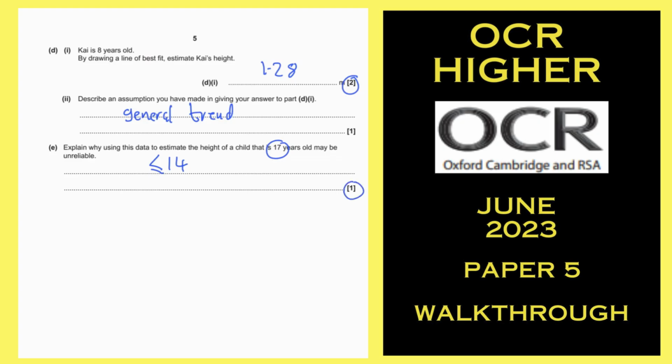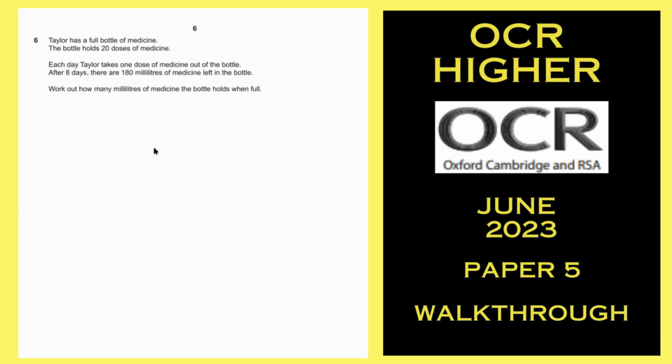Again, with these wordy ones that ask you to give reasons why, do not overcomplicate. It's only worth 1 mark. I would just stick with: no data available for children above 14.